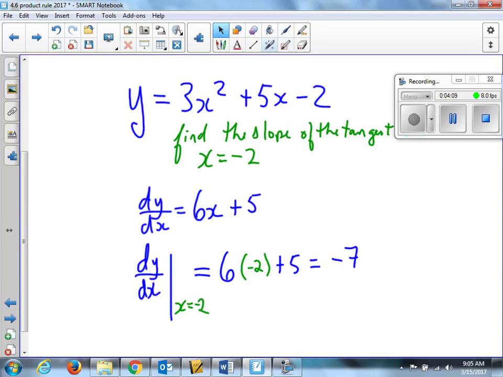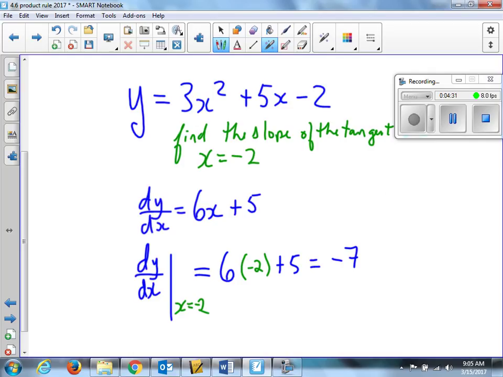That's the slope. If you graphed 3x squared plus 5x and so on, at -2 you'd see a slope that's negative, -7. Kind of steep.